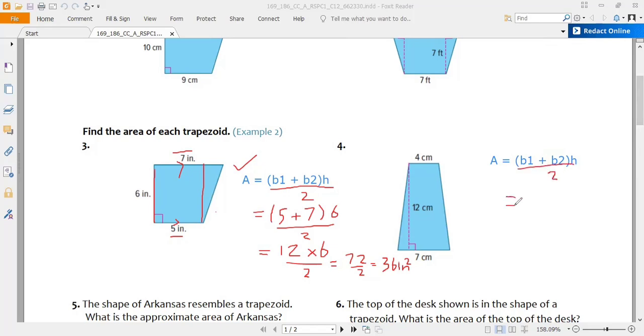So now I'm directly writing the numbers, base 1 plus base 2. This is base 1, the one down, 7, and the base up is 4. So you can directly add them: 7 plus 4 is 11.